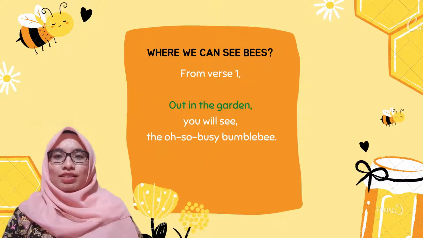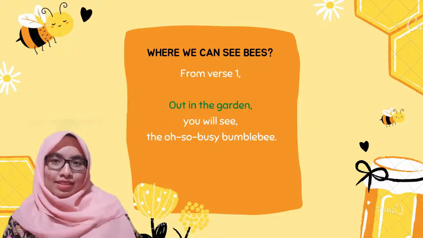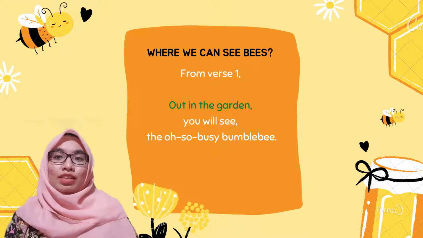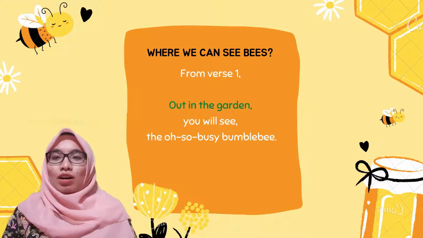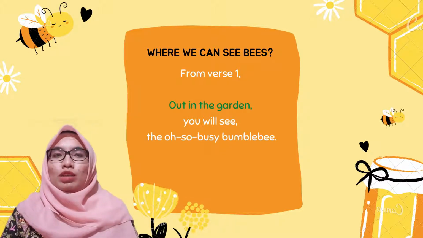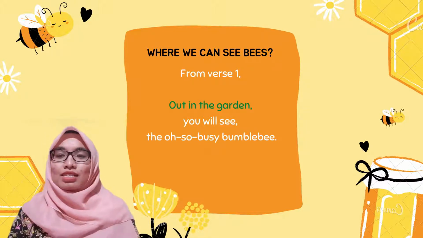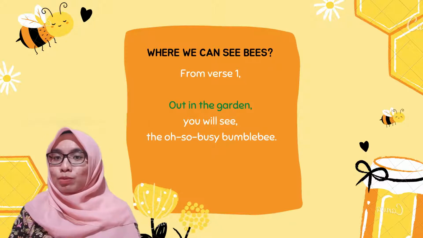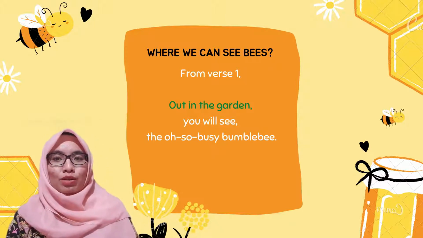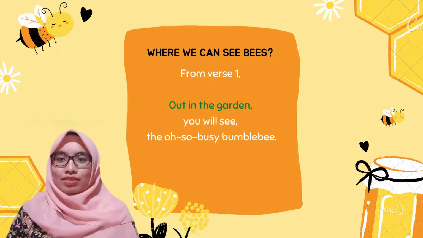The first question is where we can see bees. The answer to this question can be found in the beginning of the poem, which is written in verse 1. As we can see from the lines, "Out in the garden you will see the oh so busy bumblebee." So we can conclude that we usually find bees at the garden.